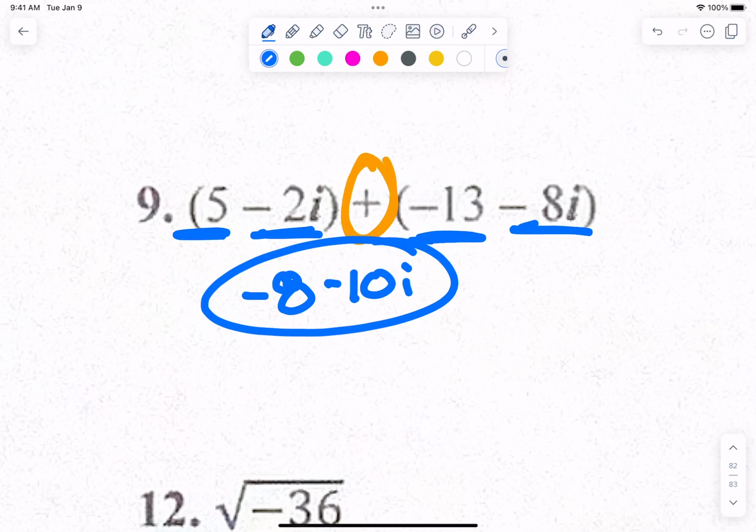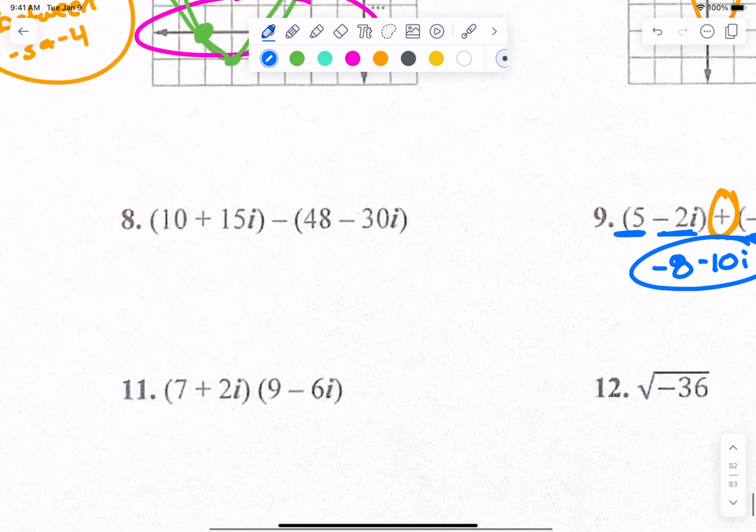So 9 is negative 8 minus 10i. That's it. That's all you have to do. Okay? On subtraction, you just distribute the negative. Yep. So that's 9. Subtraction. Let's go back to number 8.